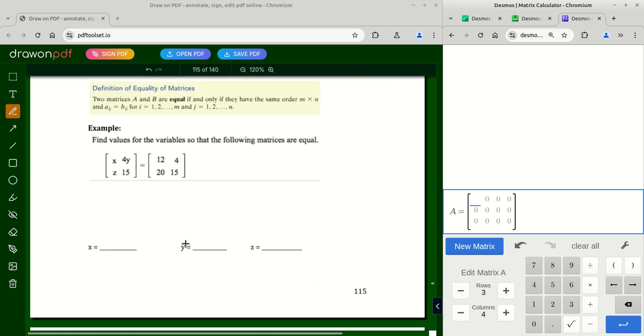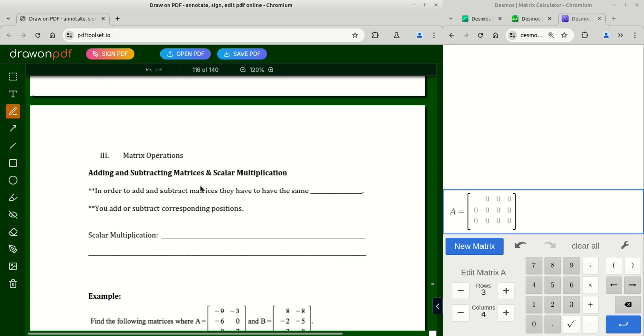So this one's pretty simple because this equals that. They're the same thing. So this top corner is the same as this top corner. 12. That's all it was. This bottom corner is the same as this bottom corner. 20. This 4y is equal to 4. Now hold up. We actually got to do math for once. Divide by the 4. We got y equals 1. That was easy. And then 15 equals 15. Good enough. It's just that easy.